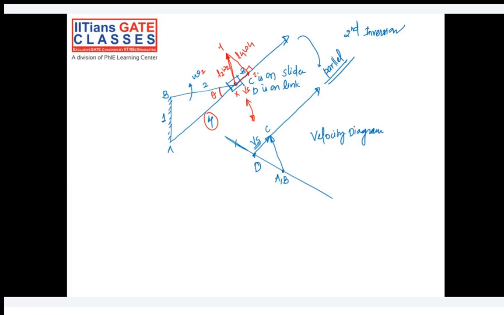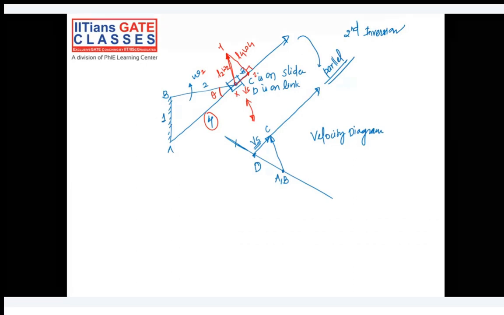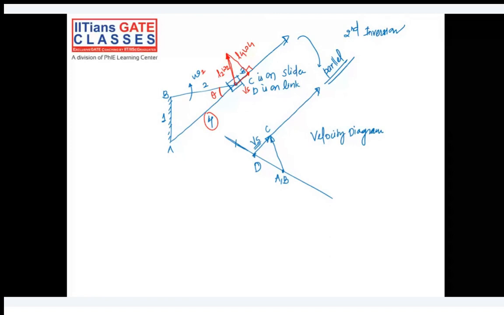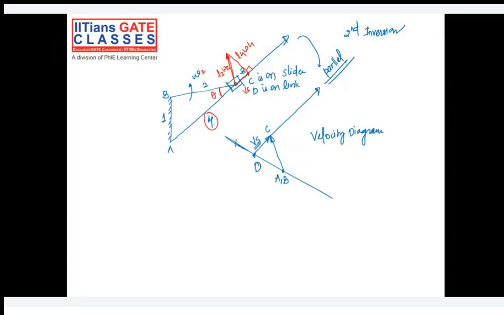So look at this figure, it's very simple. Angle A will be theta, 90 minus theta, right? Which one? Perpendicular to C will be 90 minus theta. No, this is 90 degree. This will be theta. Do you agree?